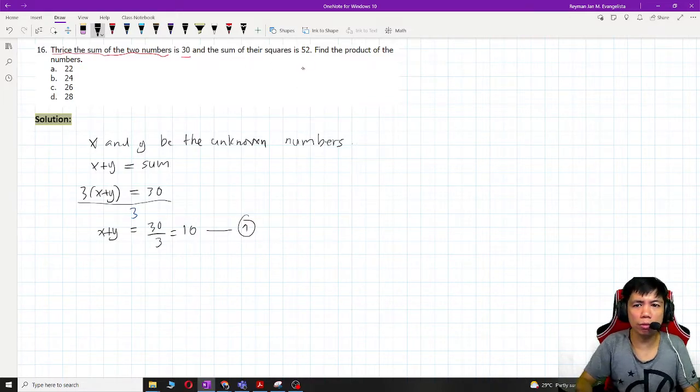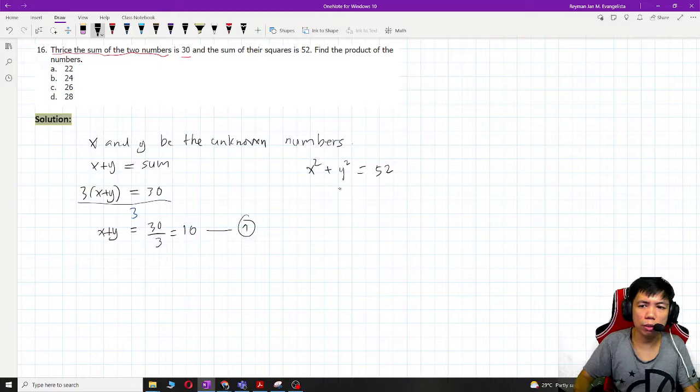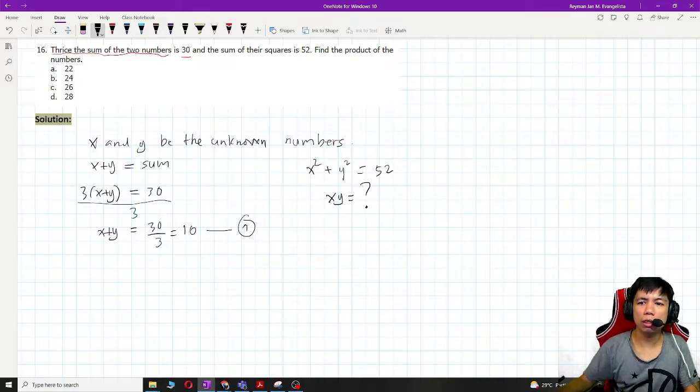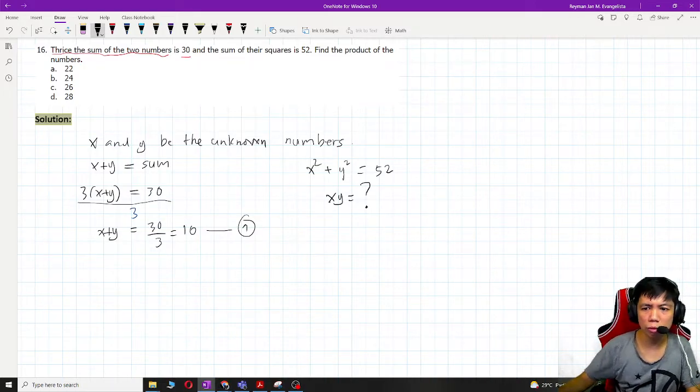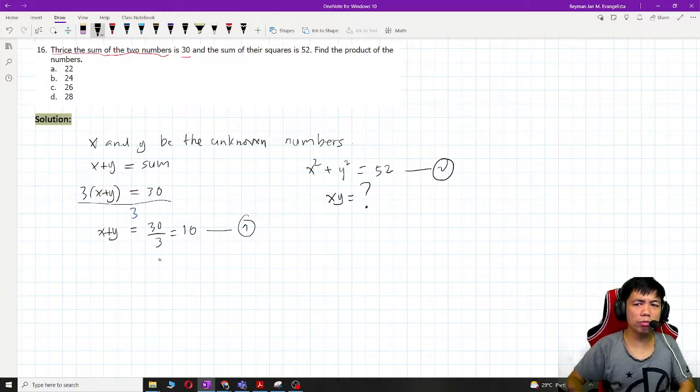And the sum of their squares. Pag sinabing sum ng squares, yung square ng x and then yung square ng y, pag inadd natin, dapat daw 52. Guys, ang required the product of the numbers. So hinahanap dyan is yung x times y. So, ano yung value niyan? So sabi nga, hindi required dito yung values ng x and y. So nasa equation number 2 natin, x squared plus y squared. Sa equation 1, x plus y. So, parang tayong kakaroon dito ng x squared y squared.